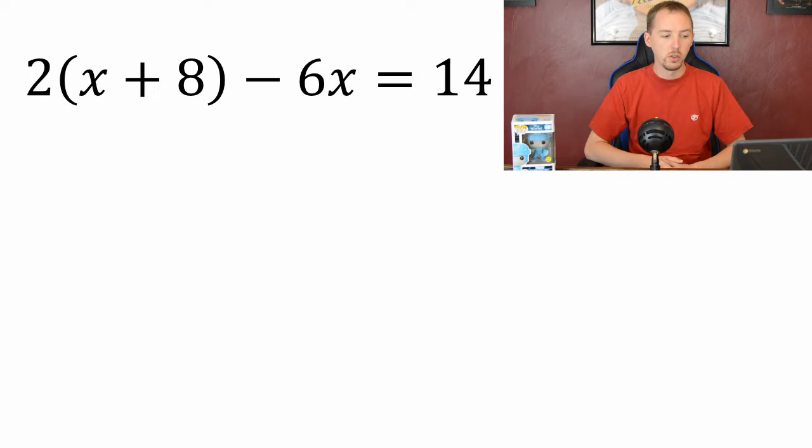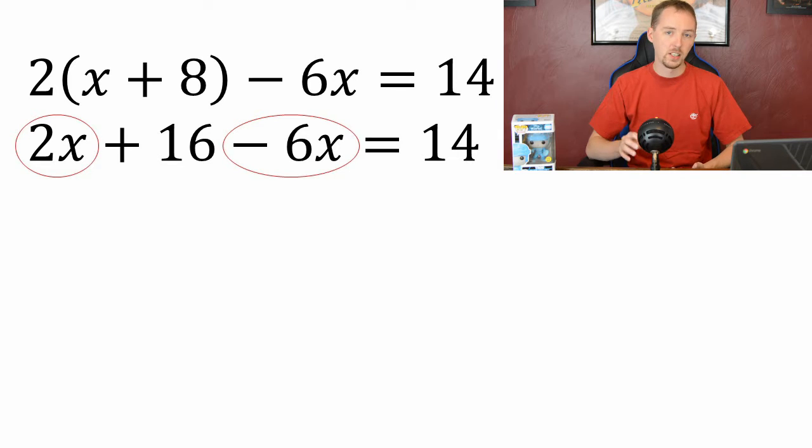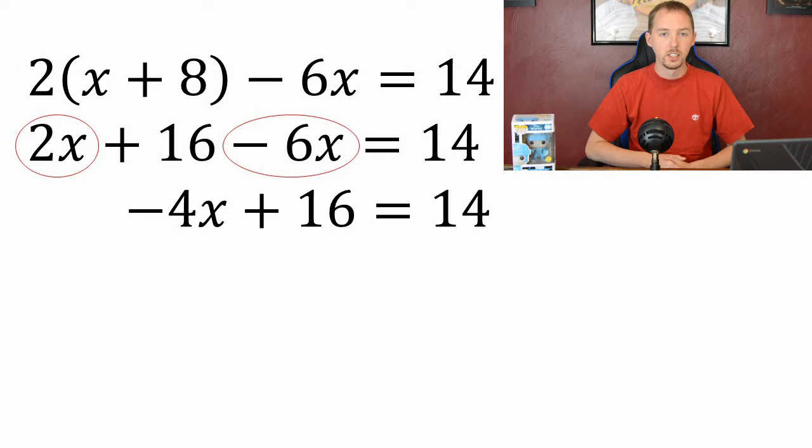So if we distribute that 2, we end up with 2x plus 16 minus that 6x. We do not distribute the 2 to the 6x because that 6x is not inside the parentheses. We just leave it alone and tag it on at the end. Equals 14. So now what you'll notice is the parentheses are gone, but we have 2 x's that are like terms. So we're actually going to combine those. We're going to subtract the 6x because it's minus 6x. So we got 2x minus 6x, which is negative 4x plus 16 equals 14.